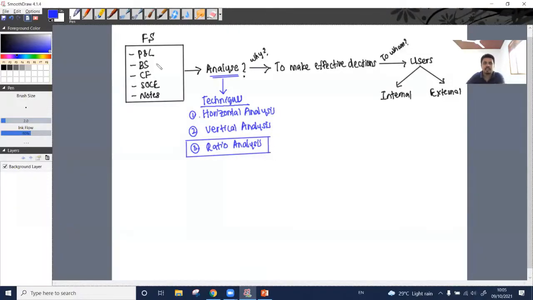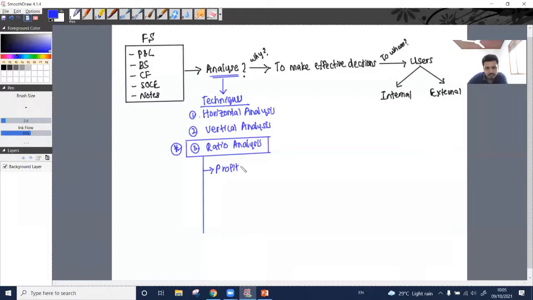There are various techniques we can use in order to analyze financial statements, which users apply to make effective decisions. Some of these techniques are horizontal analysis, vertical analysis, and ratio analysis. Under this topic, we especially focus on ratio analysis. These ratios we can classify into 5 main groups. What are those?